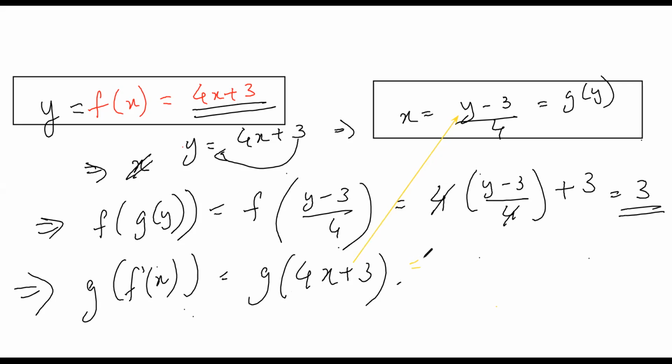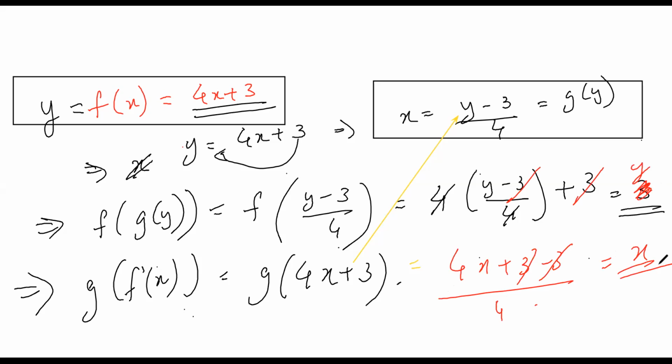So this is equal to what? Instead of y, I have to put 4x plus 3 minus 3 by 4. Then I'm getting it as, this is not 3, sorry, this is y, okay? Guys, sorry. 3 and 3 will get cancelled here, it's y. Here it is what? 3 and 3 will cancel, and this here will get x. So for g of f of x, you're getting x, and for f of g of y, you're getting y respectively. Clear?